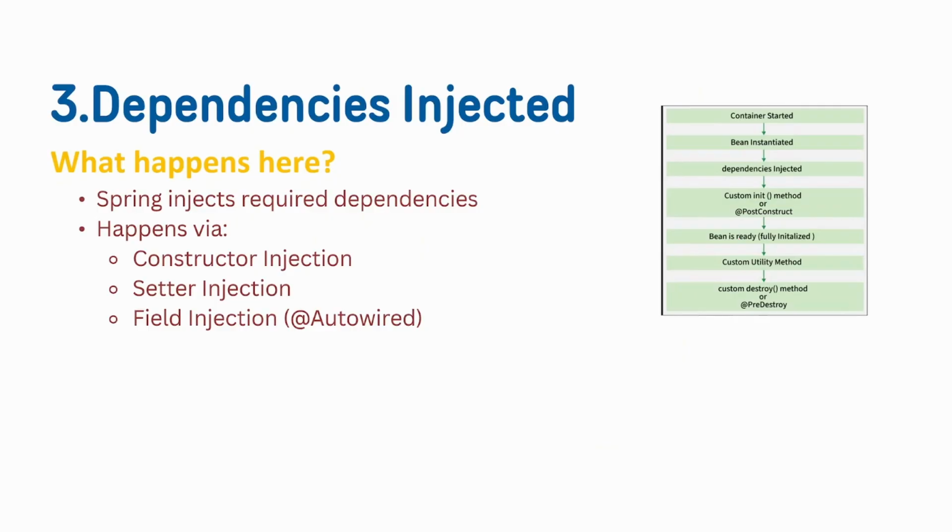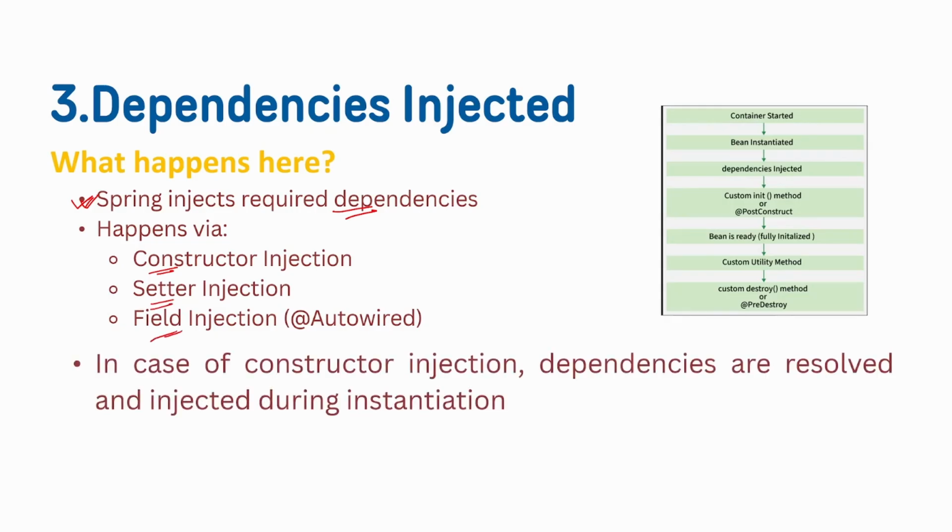So in the third phase, Spring injects the required dependency into our object. Spring injects the required dependency, and it happens through constructor injection, setter injection, or field injection. But you might be wondering, like we have read in the constructor injection.